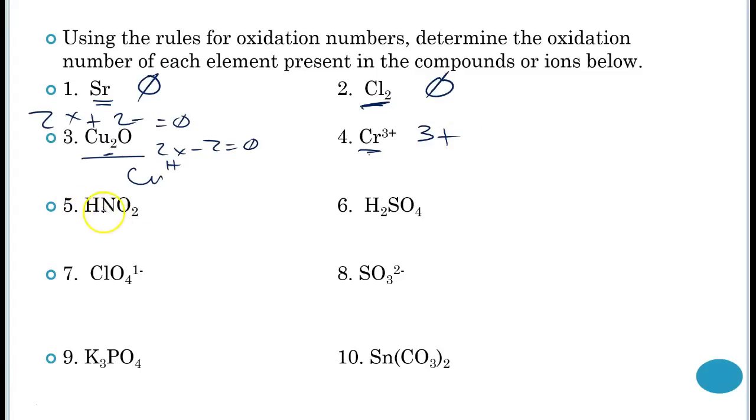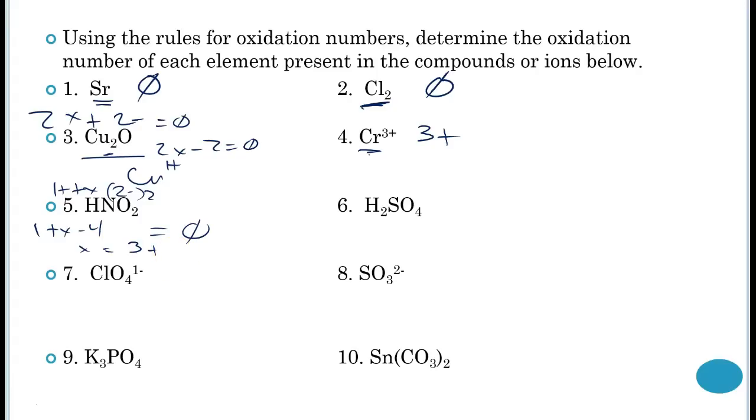Inside here, this is a compound. The sum of the charges is going to be equal to 0, but we have to figure out what those charges are. So oxygen is -2, and there's 2 of them. Hydrogen is +1. Those are both of the rules that we've had before. But we don't know what nitrogen is. We're going to call it X. So I've got 1 plus X minus 4 equals 0. X is therefore 3. And it's +3.